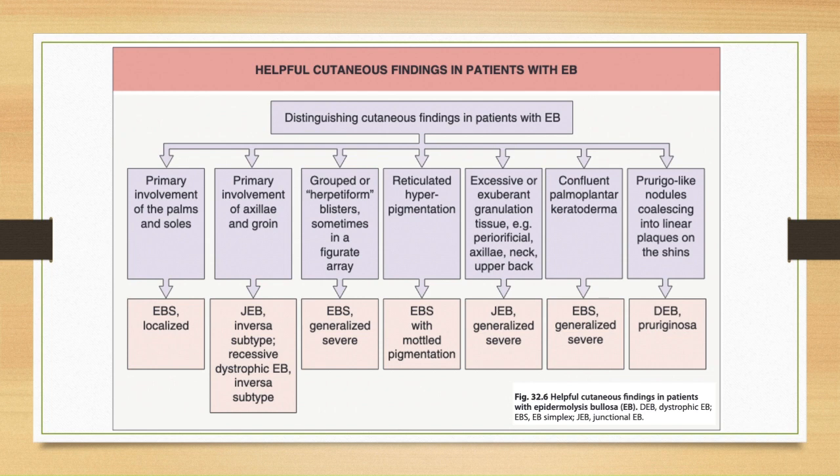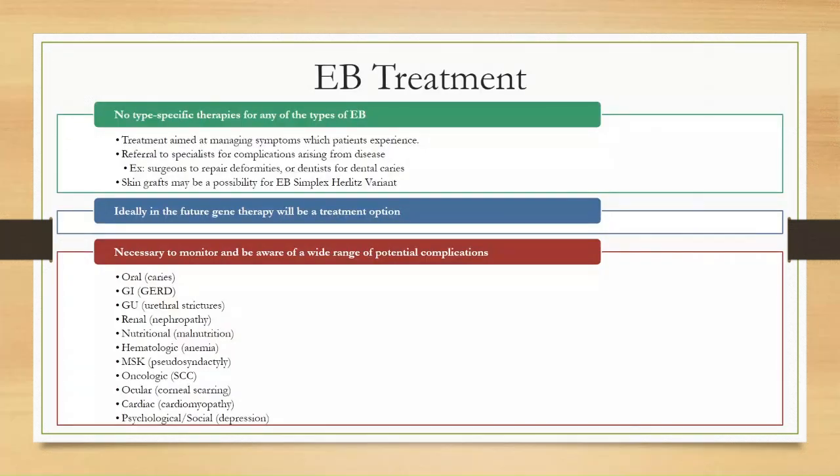Excessive or exuberant granulation tissue, periorificial, axilla, neck, upper back. Remember, and I hammered this, junctional epidermolysis bullosa, typically the severe variant. If you have a confluent, completely encompassing the palmar plantar aspects of your feet, that is EBS severe. And occasionally there are prurigo-like nodules as well. So you can have prurigo-like nodules coalescing into linear plaques on the shins, and that is a dominant dystrophic EB pruriginosa.